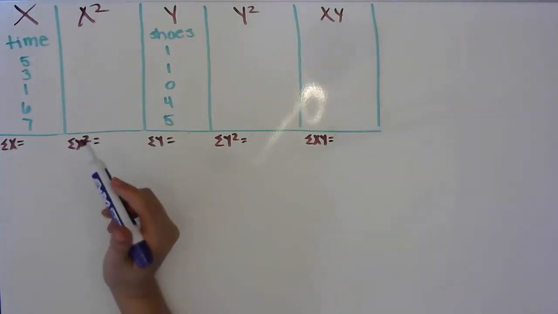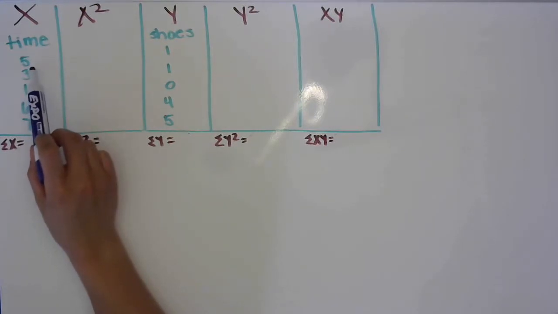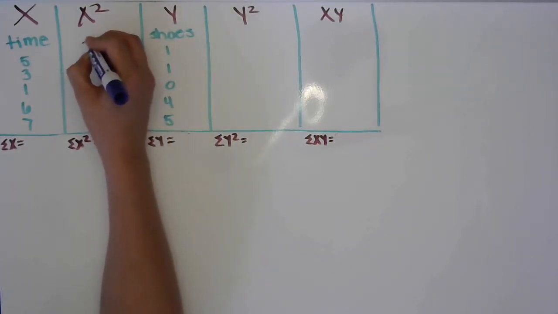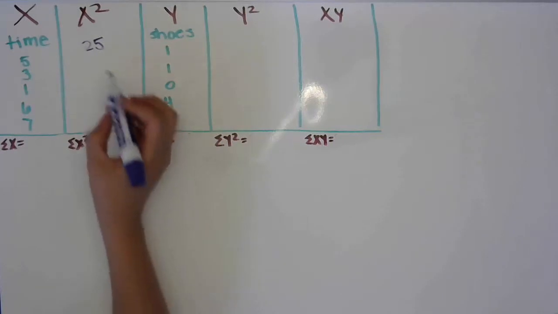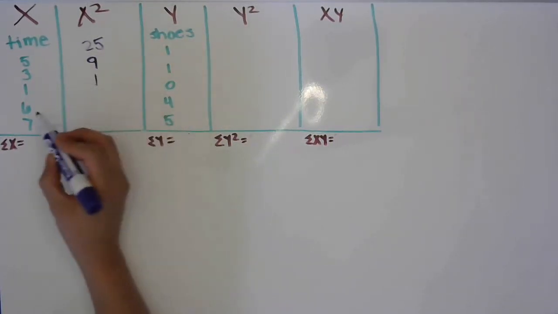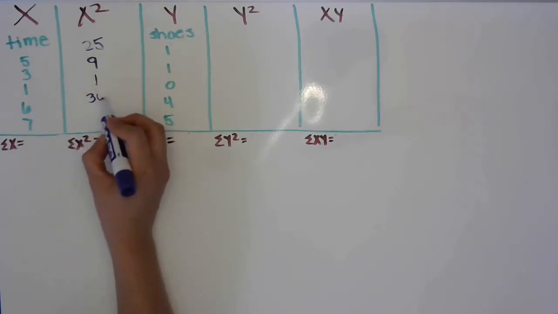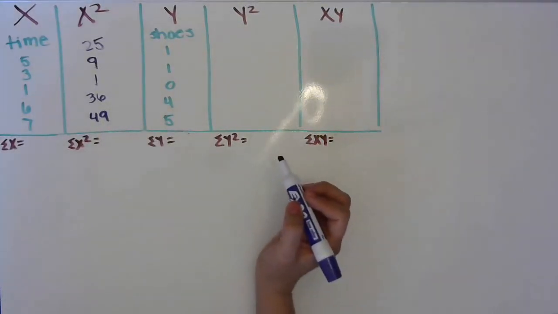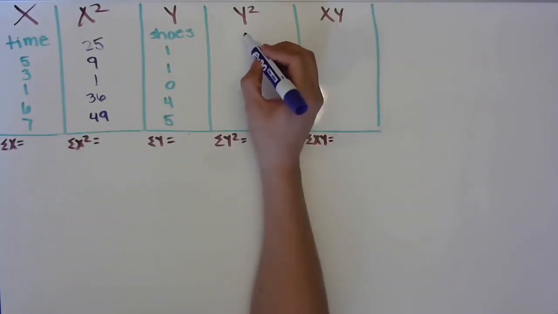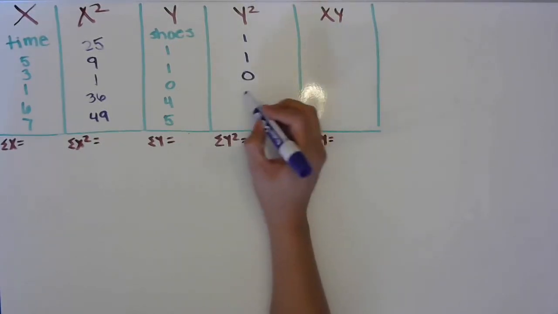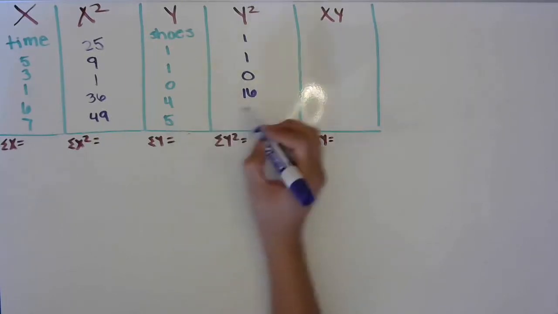So for our X squared value, we're just going to take our first value here and square it. So it's going to be 5 squared is going to be our first value. So 5 squared is 25. And then 3 squared is 9. 1 squared is 1. 6 squared is 36. 7 squared is 49. Okay, and then we're just going to do the same thing for the second column. So 1 squared is 1, 1 squared is 1, 0 squared is 0, 4 squared is 16, and 5 squared is 25.